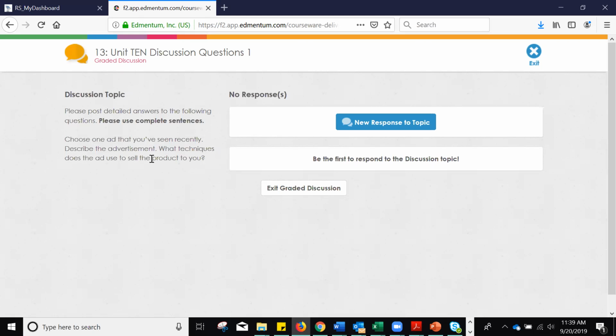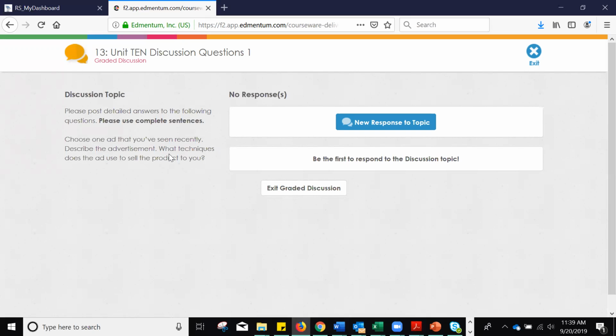and examples of how those techniques were being used throughout the advertisement. So in order to figure out which techniques are being used, you're going to need to use information from the unit. So if you don't remember the techniques mentioned in the unit, then that's something that you would want to go back and review before responding to the discussion. Again, I suggest that you type this into a different document so that you can spell check it.